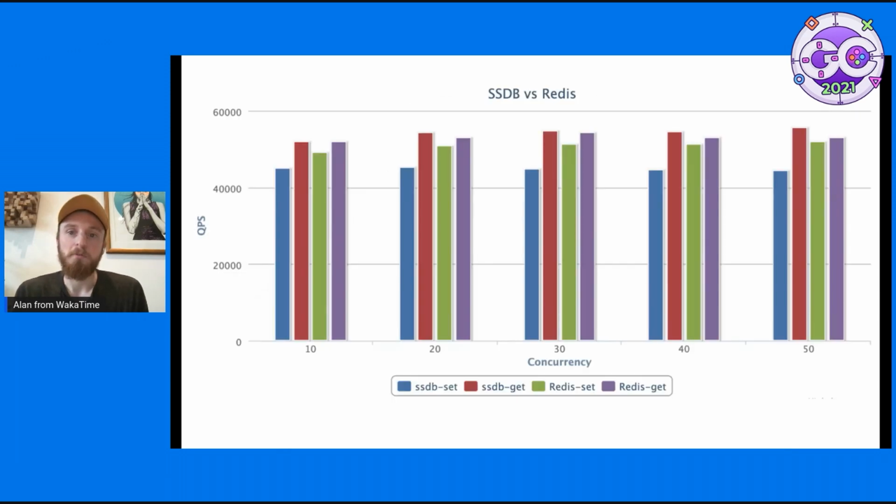And if you're wondering about using SSDs instead of RAM, SSDB actually performs better on average than Redis when writing keys and about the same when reading.